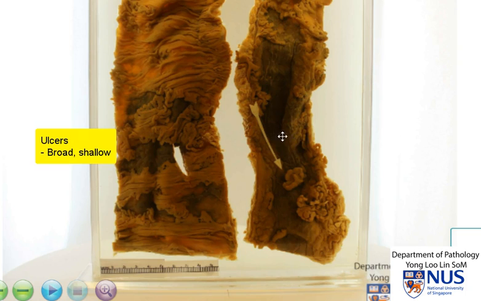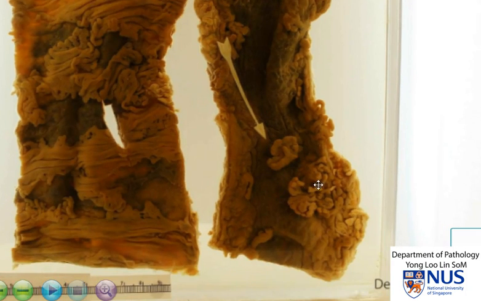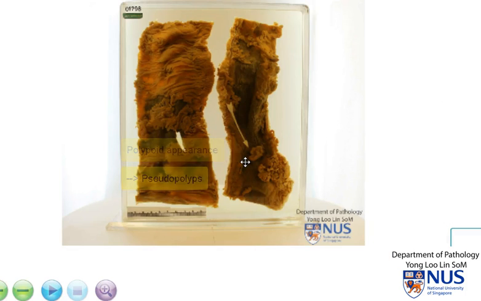And in this area, actually this entire area is pretty much ulcerated, but there are some residual islands of mucosa here. The mucosa in these areas looks somewhat abnormal. In fact, they look a little bit polypoid, and this is because of the regenerative changes in the mucosa. So these are known as pseudopolyps. So this appearance, showing the large, shallow, broad ulcers and regenerative pseudopolyps, is quite classical for ulcerative colitis.